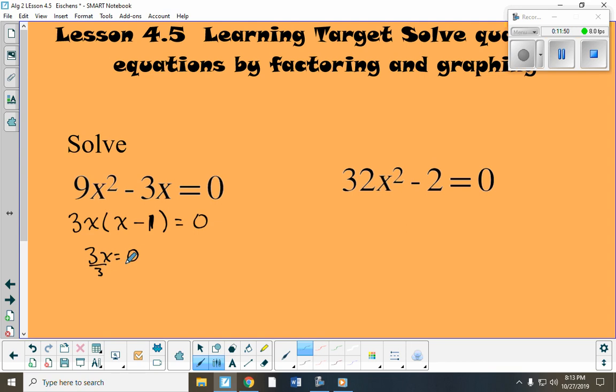Divide by 3, 0 divided by 3 is 0. So that's one of your solutions, and x minus 1 equals 0. X would equal, if you add 1, 1.